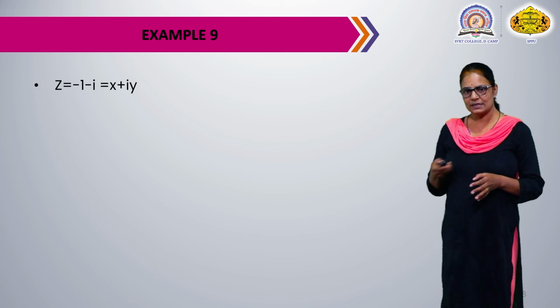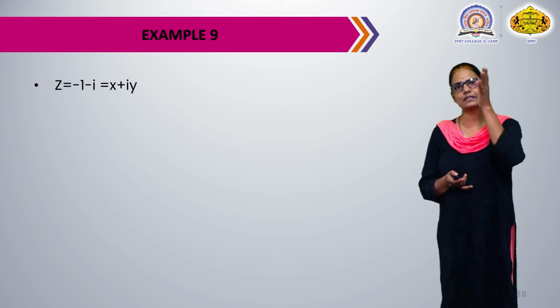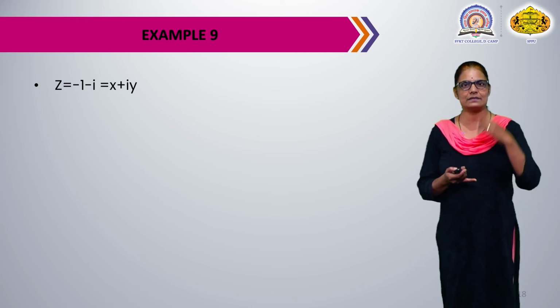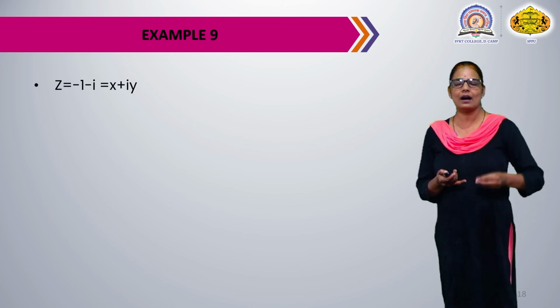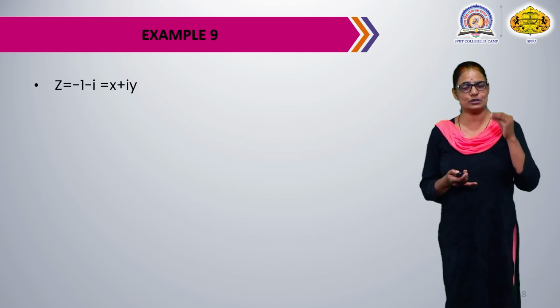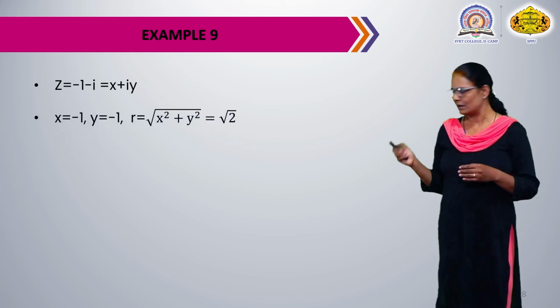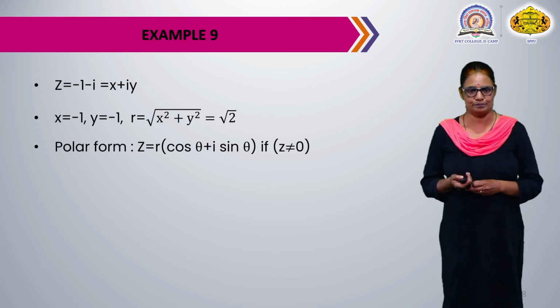Now consider the first example, z equals minus 1 minus i, which is equal to x plus iy. So here x is equal to minus 1, y is also minus 1. First we have to find r. The formula for r is square root of x square plus y square. Just put the values. The calculations are very easy. So we get r equals root 2.